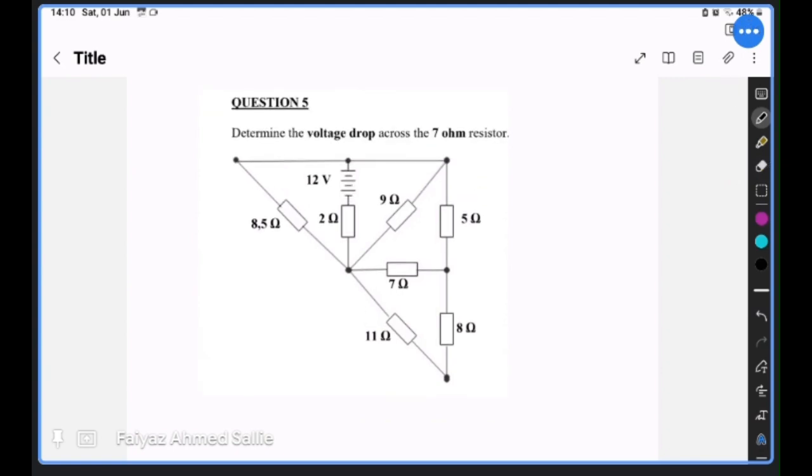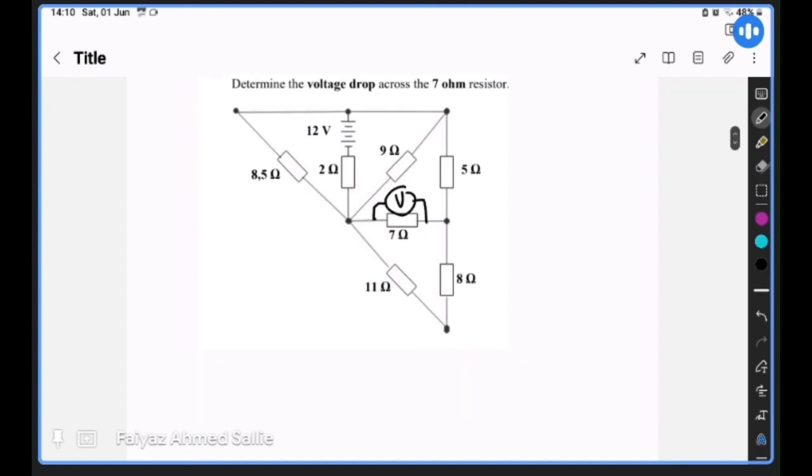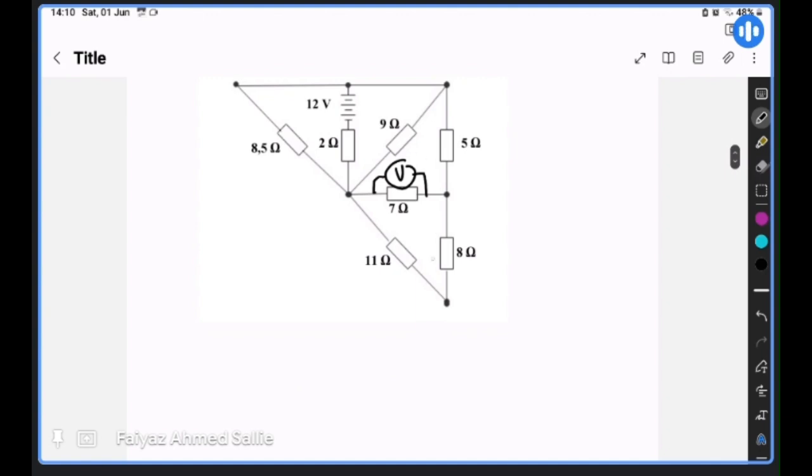So over here we have a circuit, right? The question says determine the voltage drop across the 7 ohm resistor. So they want to know what is the voltage drop here. In order for us to find the voltage, we have to first redraw the circuit.